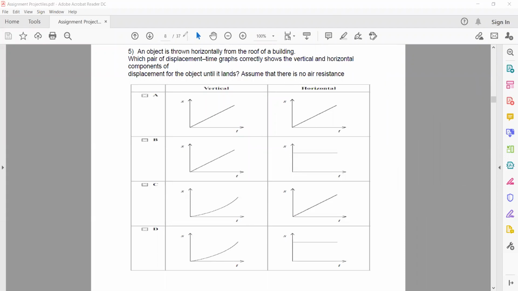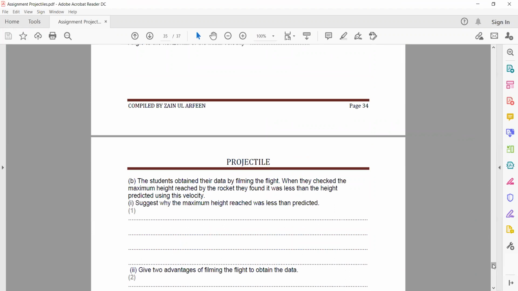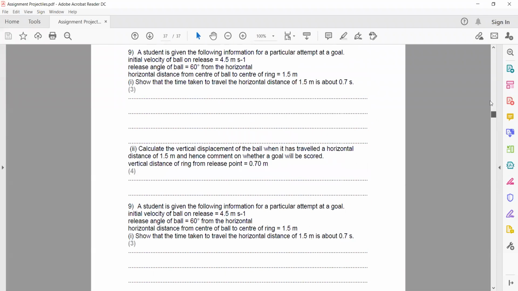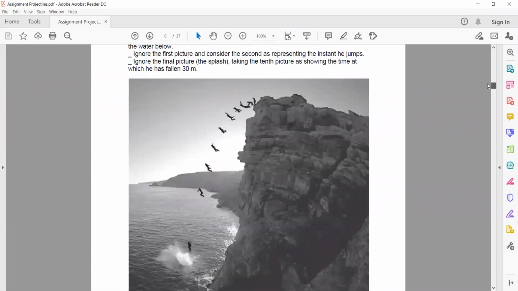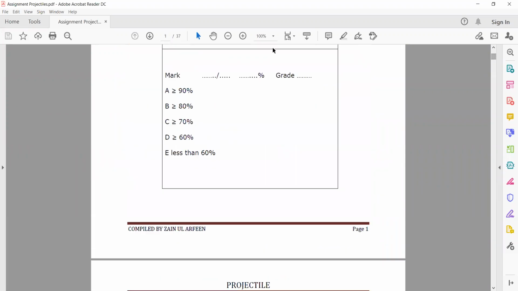Okay, so these are the questions related to projectile. There are many questions. This is a very important topic. You can see there are a lot of questions. This assignment is a lengthy assignment. So we'll continue this discussion of projectile next class.